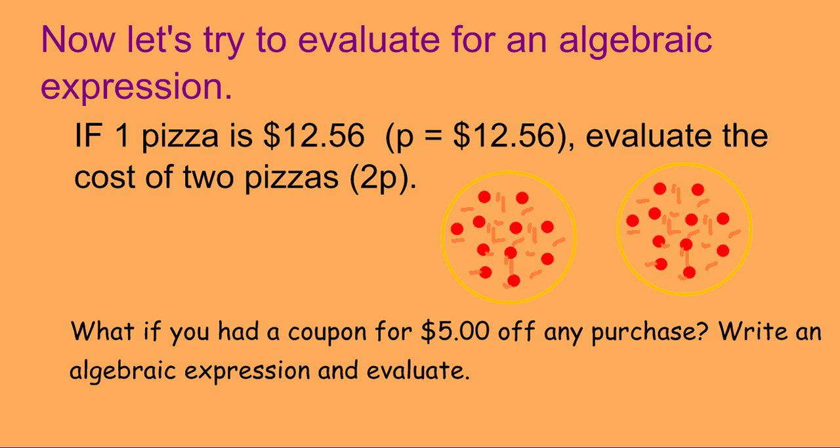Let's move on. Now we get a chance to see how this might apply to the real world. Try to evaluate the algebraic expression. If one pizza costs $12.56, we could say that P for pizza equals $12.56. So evaluate the cost of two pizzas. That would be 2P, or 2 times P. Pause the screen and then we'll check over and see how you did. Okay, let's solve this one together.